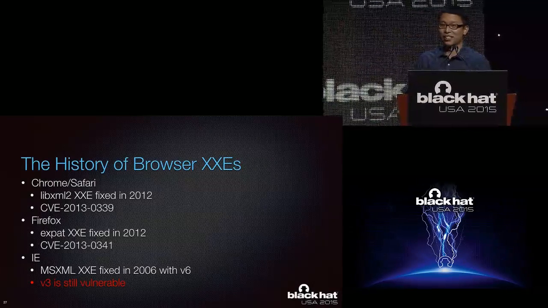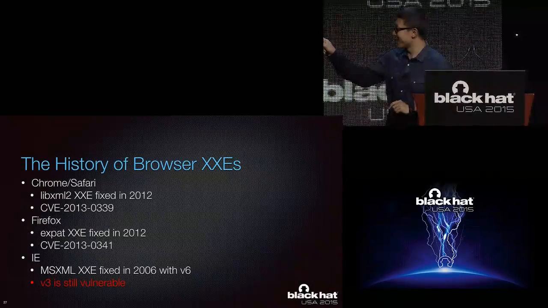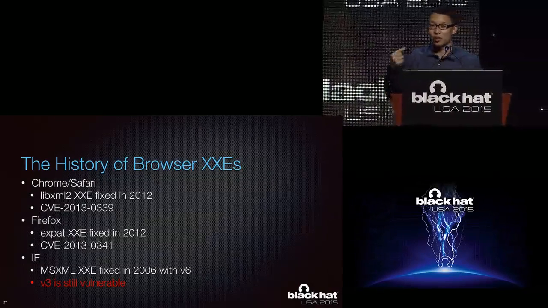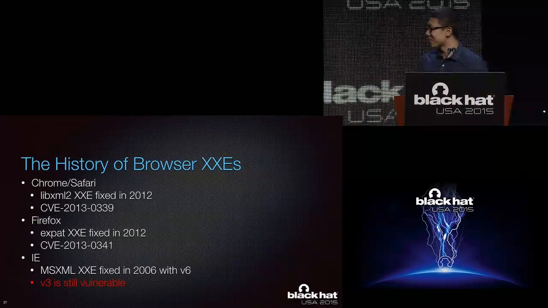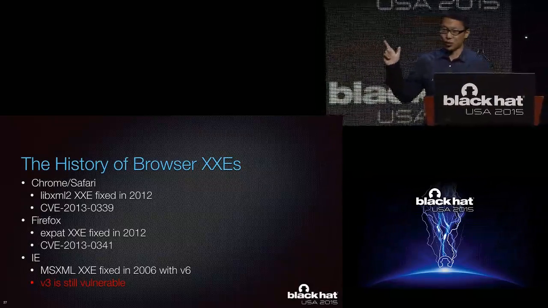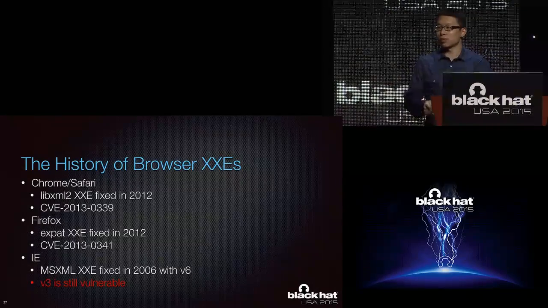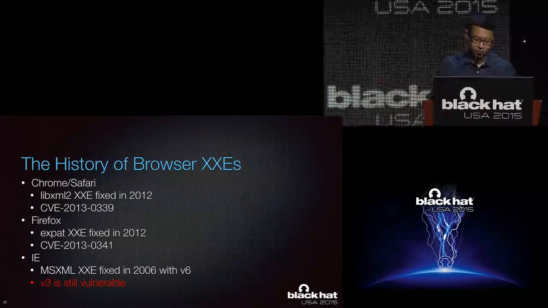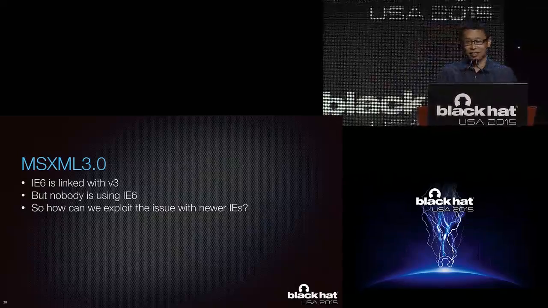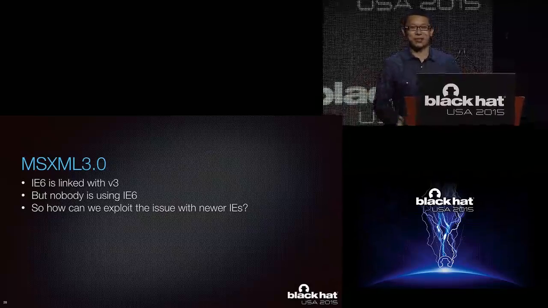IE, on the other hand, is a different beast. They actually fixed the parser in 2006, but their fix was coming up with a new parser without fixing the original one. So the new parser is called V6, or version 6, and the original version 3 is still vulnerable. So our question is whether we can trigger the vulnerability somewhere in version 3. So we checked, and version 3 is only linked with IE6. So we figured, nobody's using IE6. Well, we hope nobody's using IE6, otherwise we have bigger problems.